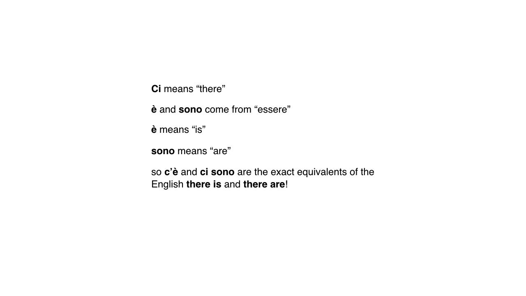So, as you can see, this is very, very simple. Again, what's the difference between c'è and ci sono? C'è means there is, so you use it when there is one thing. Ci sono means there are, so you use it when there are several things. Okay? Let's look at some examples in Italian and see how this works.